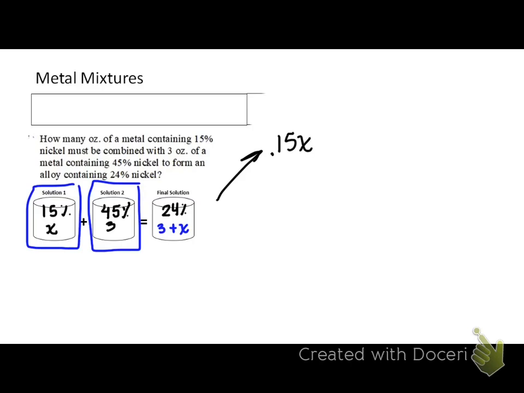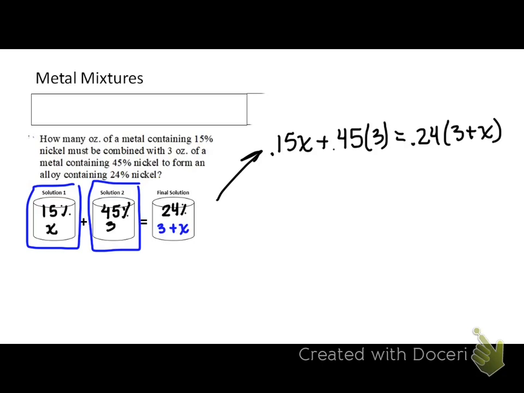0.15x plus 0.45 times 3 is equal to our solution at 0.24, 3 plus x. So this is our equation. I'm going to solve this one out if you guys are still struggling with it.